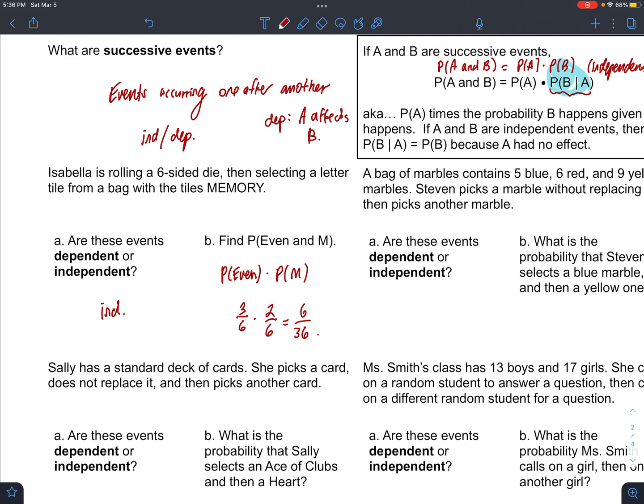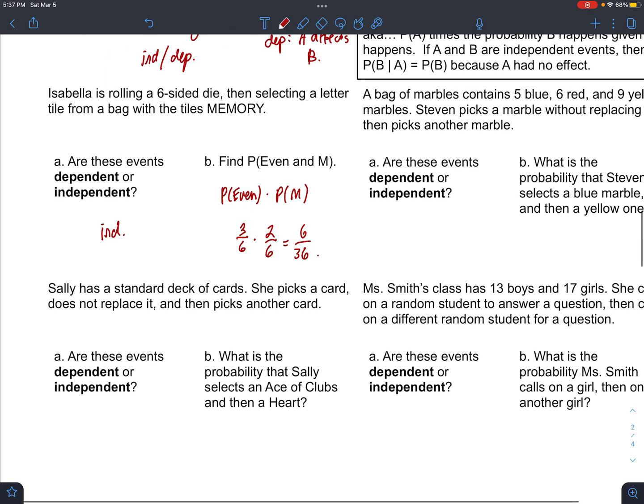Okay. And this is true with more basic examples too, like with heads and tails. What's the probability the first coin is tails and the next coin is heads? It would be 1/2 times 1/2. Okay, because the first coin doesn't affect the second coin.